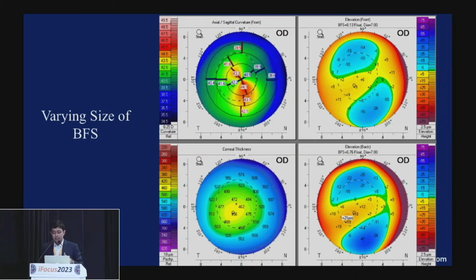Let me show you the difference of varying the diameter of measurement. If you're using a smaller diameter, that means you're taking more central data, less peripheral data. So your best fit sphere will actually be a little steeper because the central cornea is steeper. If you take a larger best fit sphere reference, you're taking more peripheral data. So the reference sphere will actually be a little flatter. So based on this, your elevation data points will change.